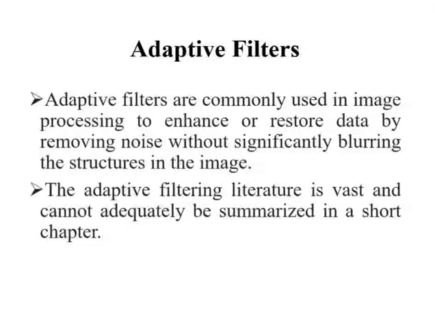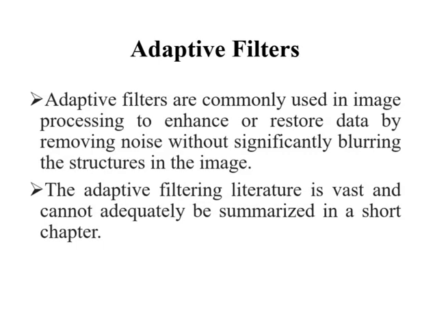Our filter is to operate on a local region Sxy. The response of the filter at any point x, y on which the region is centered is to be based on four quantities: a, g of x, y, the value of the noisy image at x, y; second, sigma n square, the variance of noise corrupting f of x, y to form g of x, y; third, mL, the local mean of the pixels in Sxy; and fourth, sigma L square, the local variance of the pixels in Sxy.